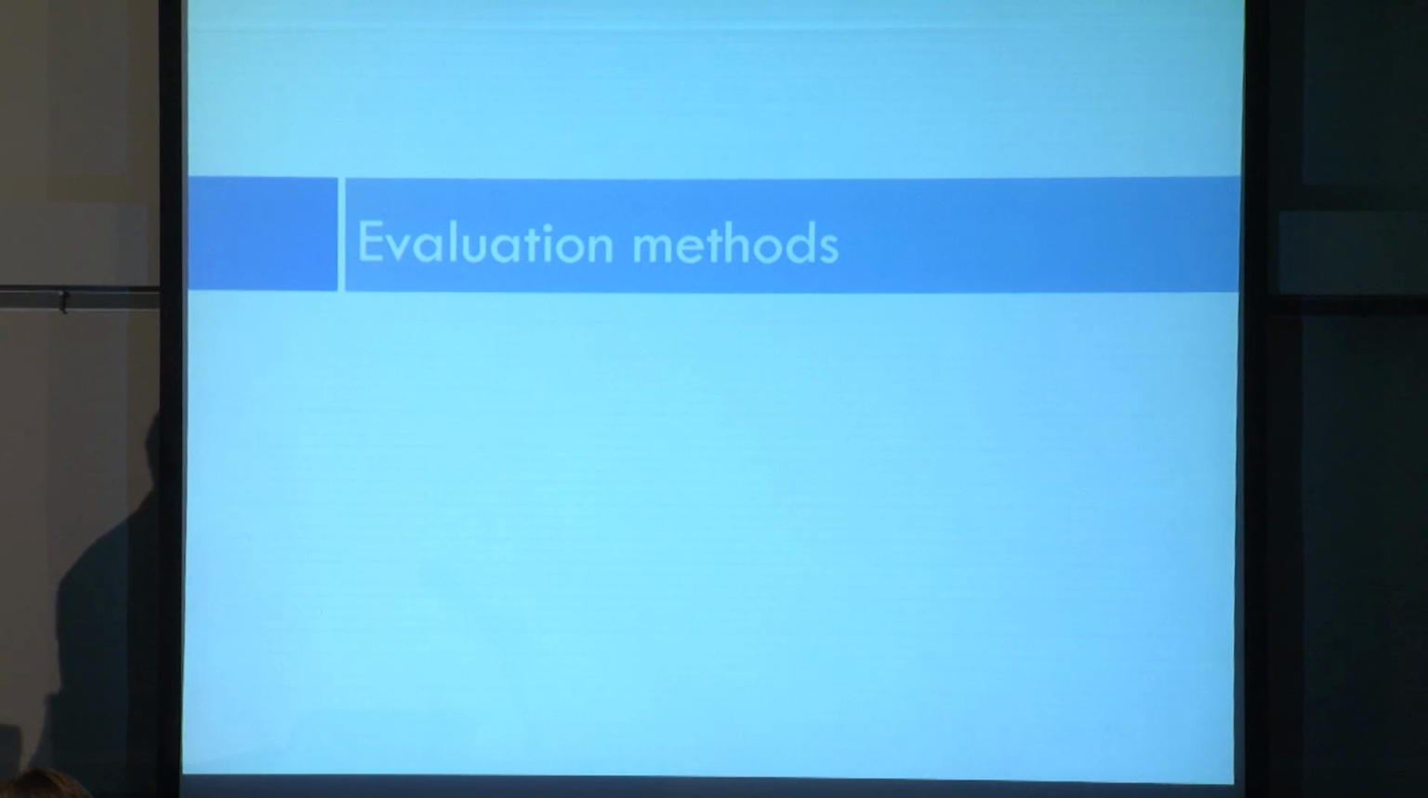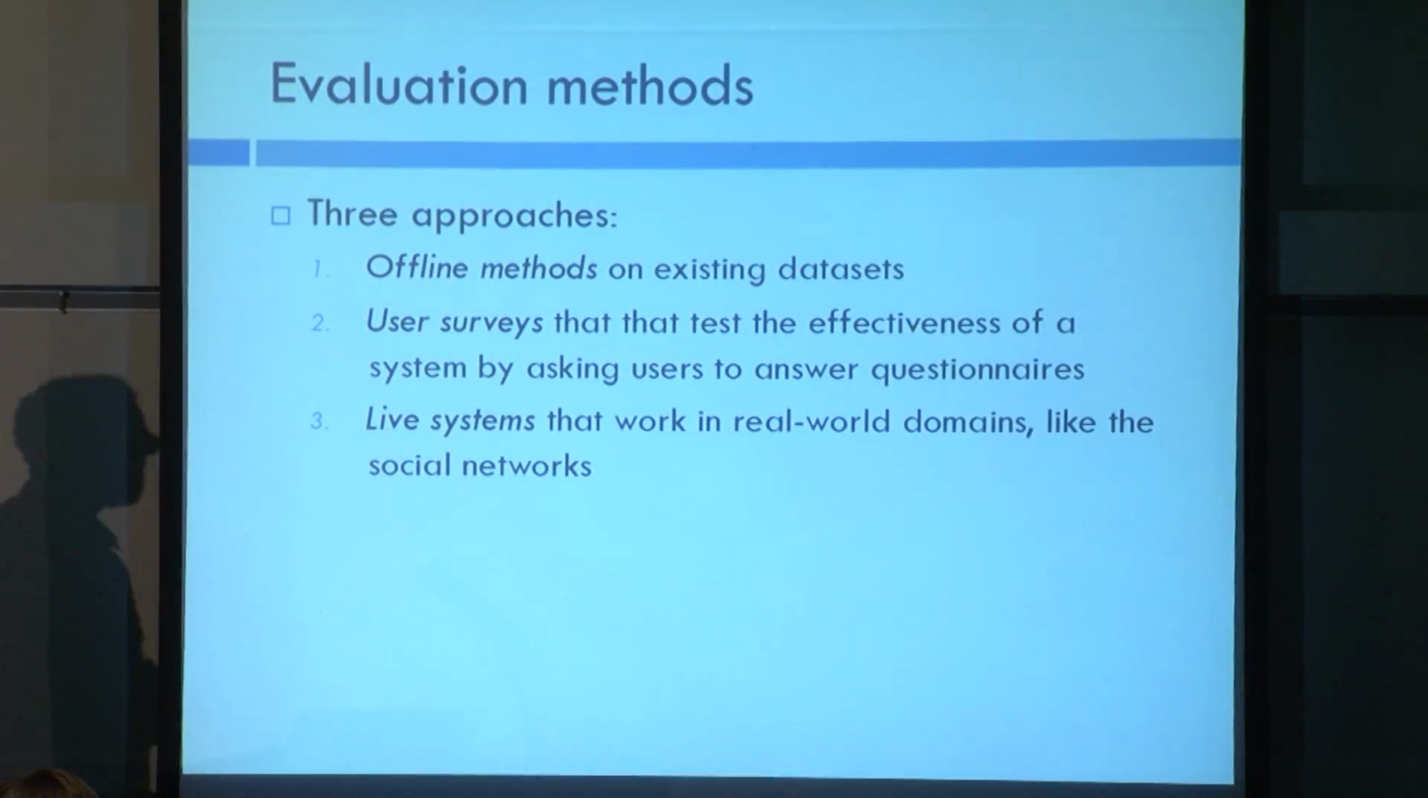Moving on to the evaluation methods, the classic, I would say, approach to evaluation in recommender systems is also adopted in group ones. So we have 3 approaches: offline methods on existing datasets, user surveys that evaluate the effectiveness of a system by asking users to answer questionnaires, and then live systems that work in real-world domains like social networks.